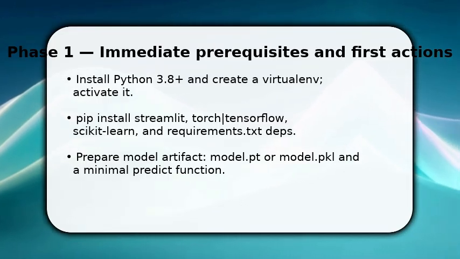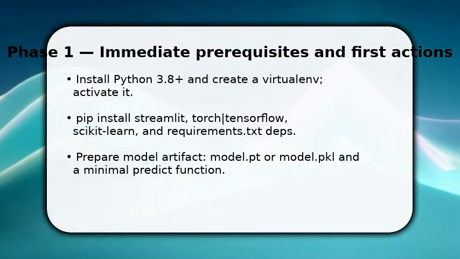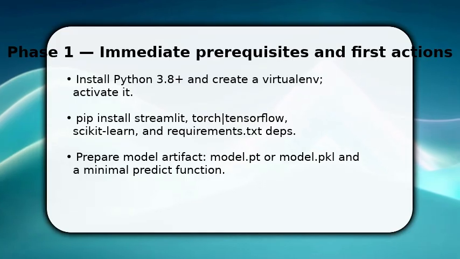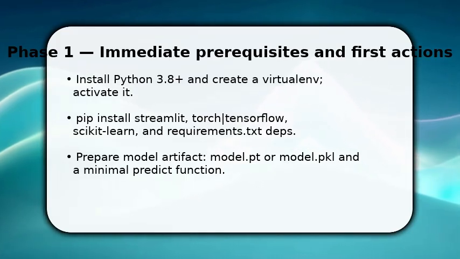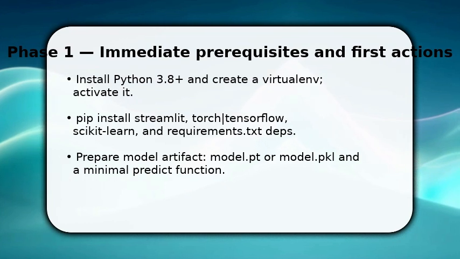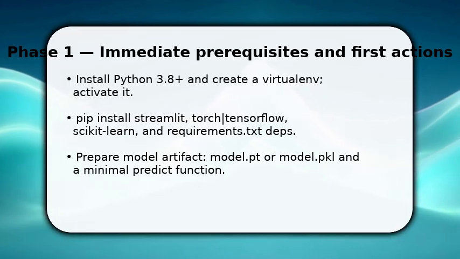Place the exported model file in the project folder and implement a lightweight predict function that accepts NumPy arrays or pandas frames. This gets you immediately to a runnable app. Now you can build the Streamlit UI and wire it to that function.